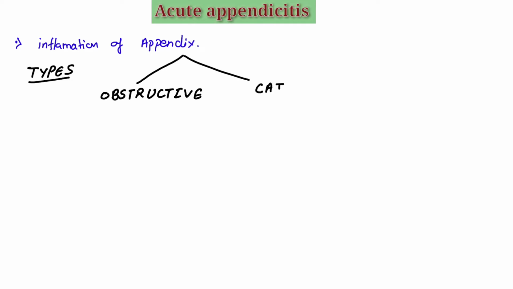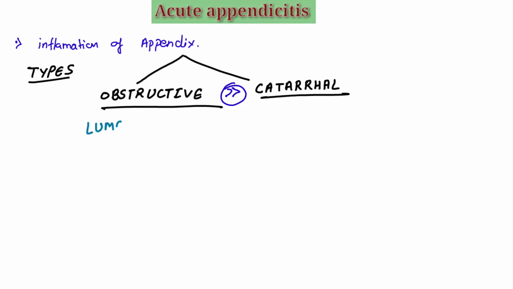Acute appendicitis is the inflammation of the appendix. Types of appendicitis: you can have obstructive, or catarrhal, which is non-obstructive appendicitis. Obstructive is much more common as compared to catarrhal appendicitis. In obstructive appendicitis, as the name suggests, the lumen gets obstructed.